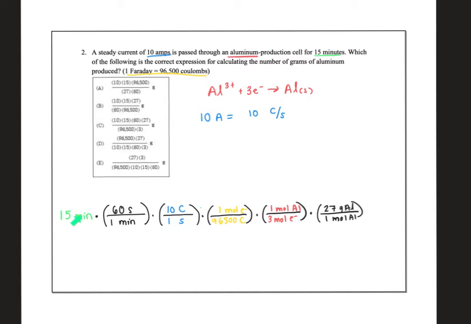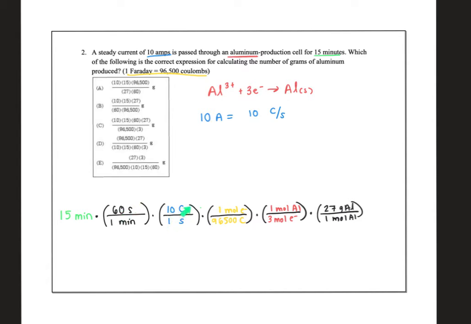So I'm going to start with my 15 minutes, and I'm going to go from 15 minutes to seconds. So we just multiply that by 60, so my minutes cancels out. Now if we stopped, we'd be in seconds. So I want to go from seconds to coulombs, and I'm going to use this guy right here because I know 10 coulombs is equal to 1 second. That's what this coulomb per second unit means. So I'm going to put the 1 second on the bottom, 10 coulombs on the top. That way my seconds cancel.